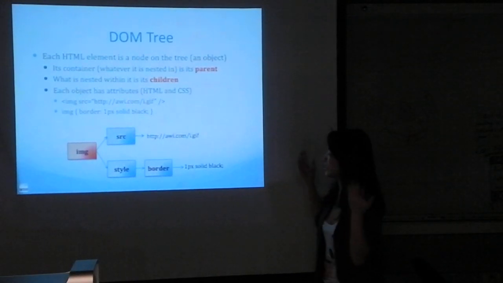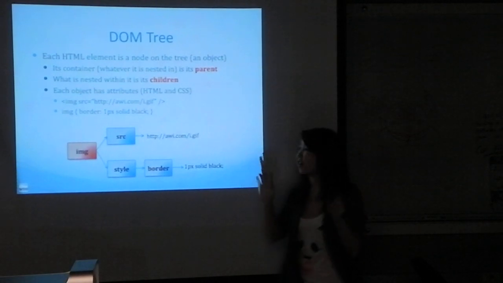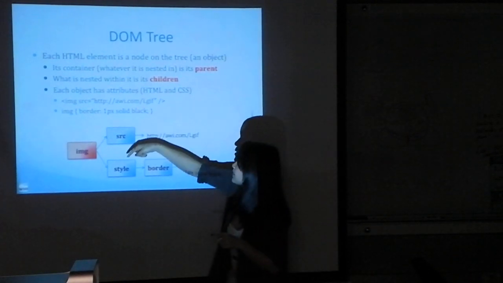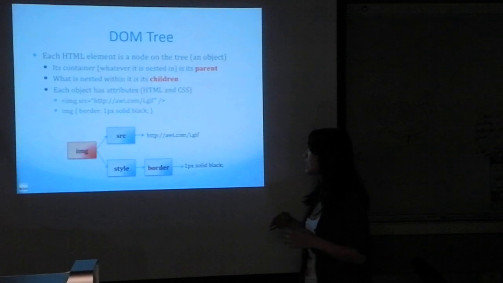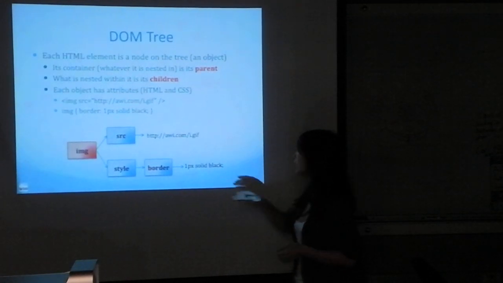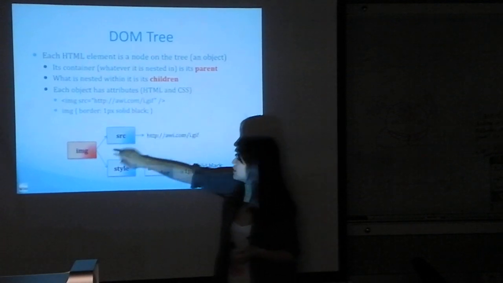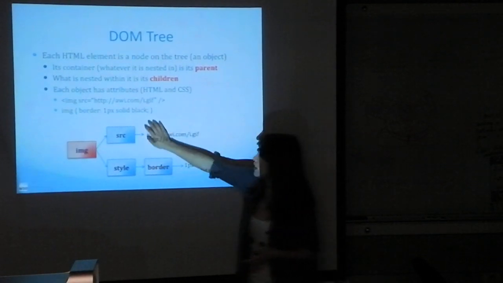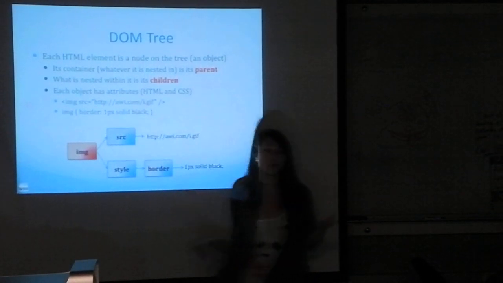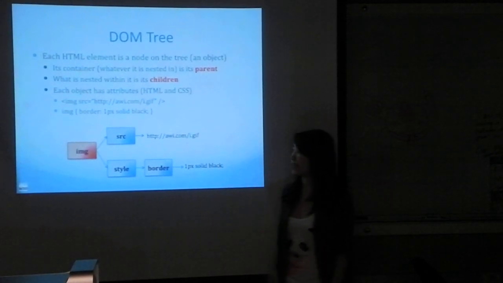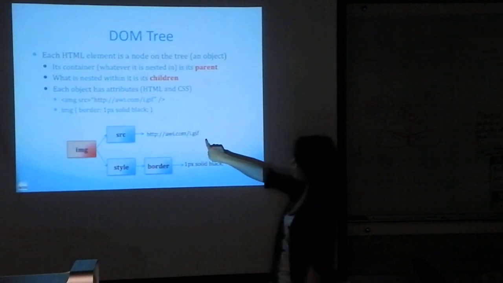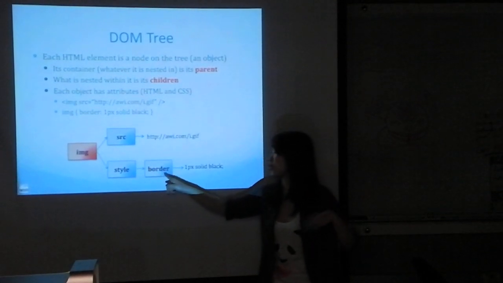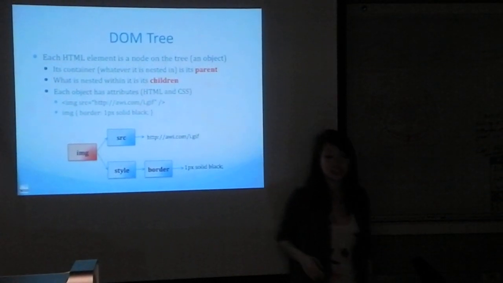Okay, so I guess this is just what I just said. Each HTML element is a node on the tree, so this little box is its container. What's above it, the little arrow above it, is its parent, and anything under it is its children. So, for example, here's a sideways tree. Each object has attributes. Here's an image object, and it has attributes. Remember when we went over HTML during the first lecture? You have image, and then inside that you have source equals, width equals or height equals, whatever. Those are called attributes. So here's source, and it has a value of this. And you can also have an attribute of style, which then has an attribute of border, which has a value of whatever. So the nesting goes pretty deep down.